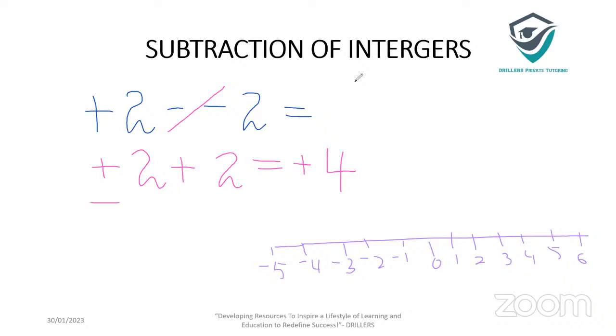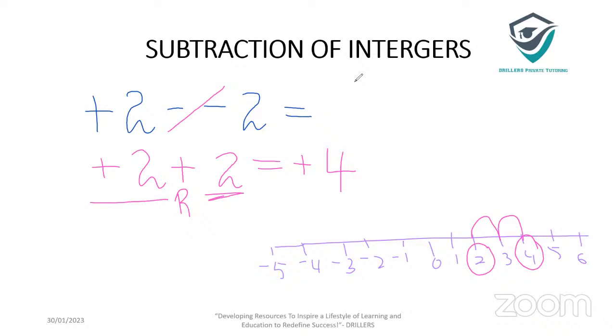So I'm starting off at positive 2. So that's here. And I'm adding 2. If we're adding, we're moving to our right. So this addition sign is saying, go to your right 2 times. So you're going to go 1, 2. And our answer is positive 4. So that's one way to verify.